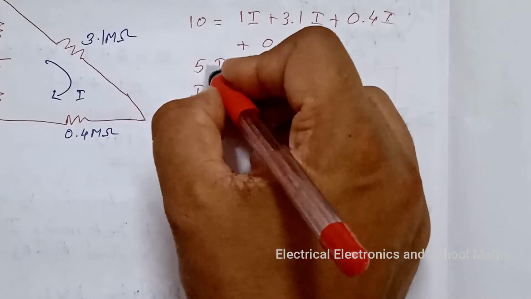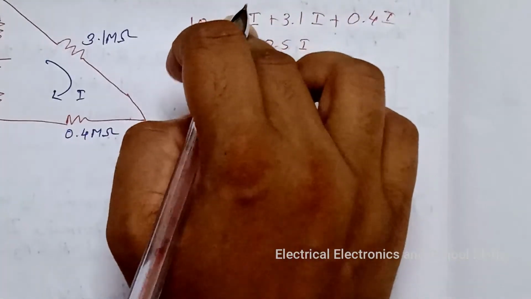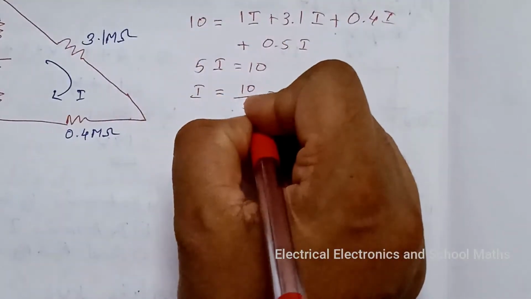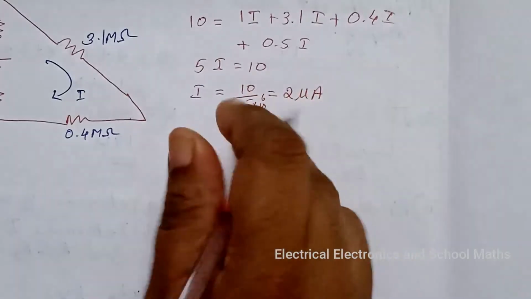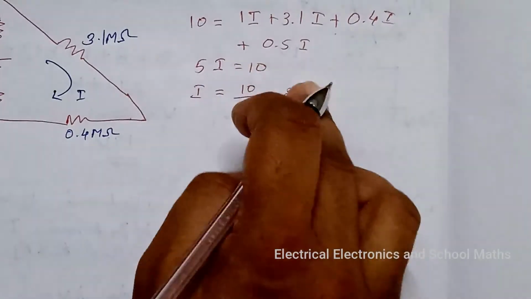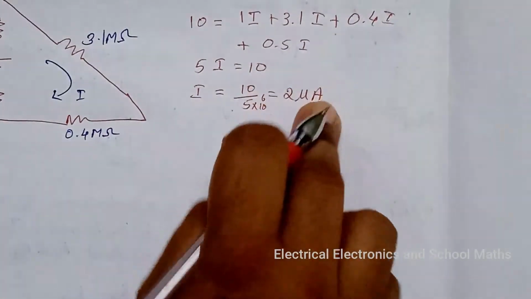That is, here 5 is in mega ohm. Here the voltage drops are there, that is resistance into current value. Resistance is in mega ohm, so here into 10 raised to 6. 5 into 10 raised to 6 is there. So we get 2 microampere, that is 2 into 10 raised to minus 6.